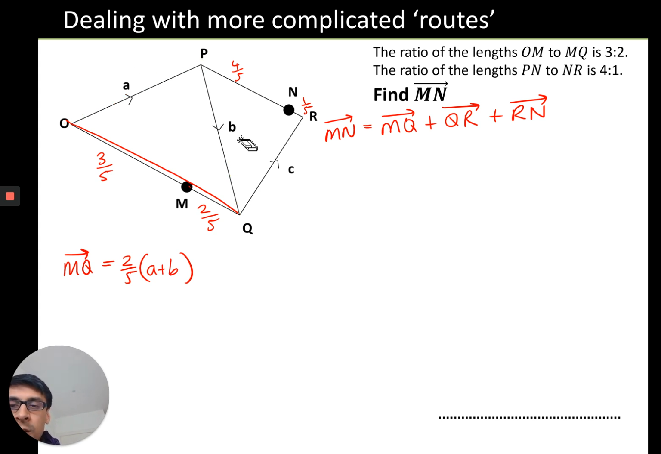Now remember, when you're doing vectors, to get from one place to the other, it doesn't actually matter how long your route is. Your resultant vector will be the same. If you remember when I did the hexagon shape, that's a terrible hexagon, I took lots of different routes to try to get from one place to another, and I ended up with the same vector. It's the same thing here. So even though that looks longer, that is the same as a plus b. So MQ is 2/5 of a plus b.